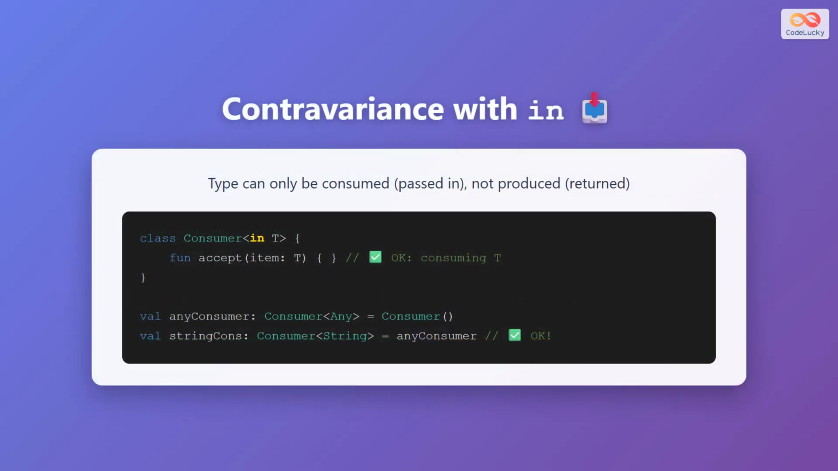Contravariance works in the opposite direction using the in keyword. When you declare a type parameter as in, it means that type can only be consumed or accepted as a parameter, not produced or returned. This is why contravariant types are often called consumers. In this example, we have a Consumer class with an in modifier on the type parameter T. The accept function takes a parameter of type T, which is allowed because we're consuming T. Now, here's where it gets interesting. We create an any consumer of type Consumer of Any, and we can assign it to string cons of type Consumer of String. This might seem backwards at first, but it makes sense because a consumer that can handle Any can certainly handle String.